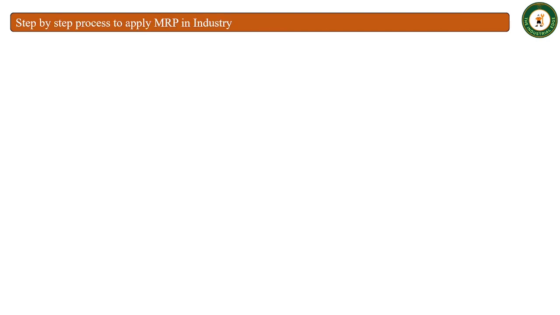Next, we are going to discuss the step-by-step process to apply MRP in industry. So the first step, demand forecasting and analyzing. Collaborate with sales, production and other relevant departments to gather demand forecasts for products or material. Second, analyze historical demand patterns, market trends and customer orders to project future material requirements.